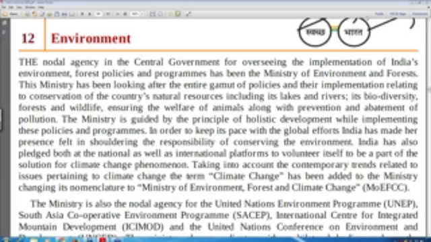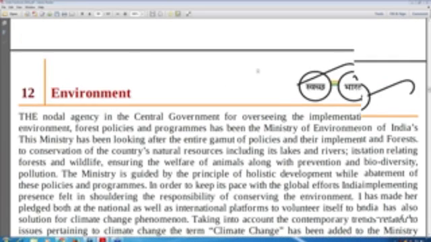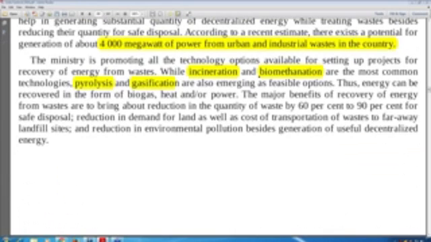Yes, guys, a few interesting questions which are important. On page 325 you have incineration, biomethanation, pyrolysis and gasification, right? Incineration means the sewage will be burnt completely. By using oxygen, you just burn it.